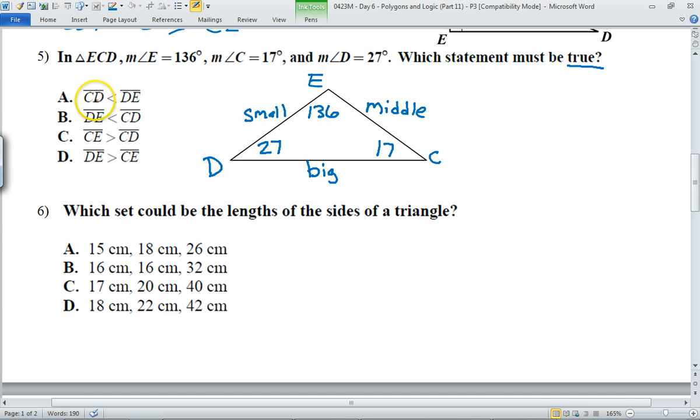Okay, so is CD less than DE? Well, CD is the biggest one of all, so it's not less than anything. So it's definitely not A. Let's see, is DE less than CD? Yes. DE is the smallest one, so it's definitely less than everything. So the answer is B. That's the one that's true. The other ones would turn out to be false.